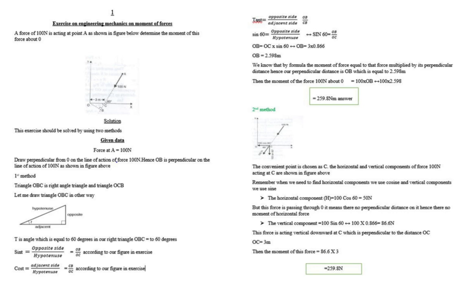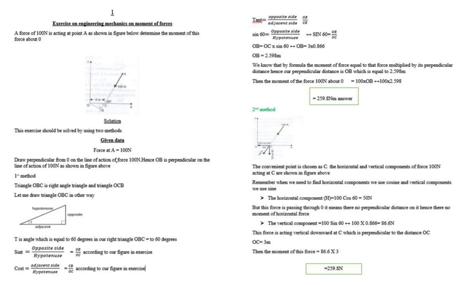Then we have found the distance OB, which is perpendicular to the force of 100 Newton. We know that the moment of force is that force multiplied by the perpendicular distance of that force. That means our moment of force will be equal to 100 times 2.598, which equals 259.8 Newton meter. This is the first method of finding a moment of force.